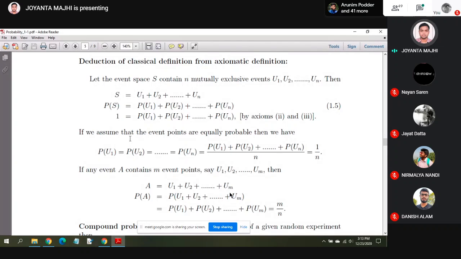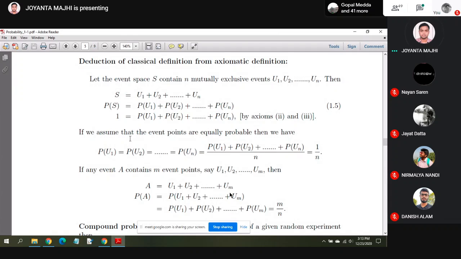Here we consider that all the events are equally likely. That is, the events U1, U2, ..., UN are equally probable. For example, if we throw a die, then the probability that it will be 1 or 6 is 1 by 6, because we have considered that the die is a fair die.